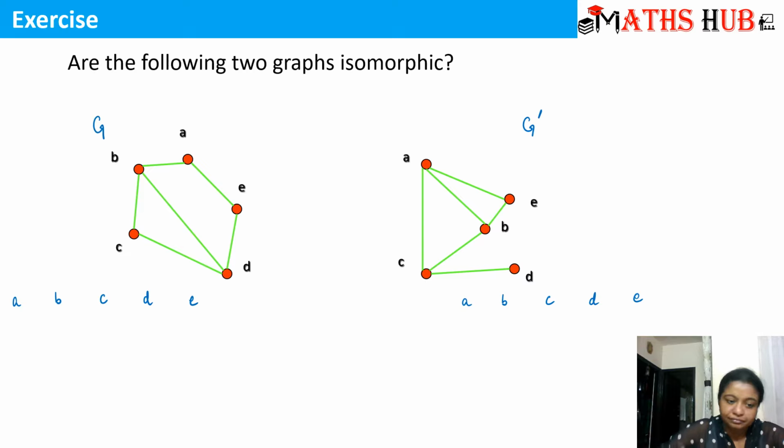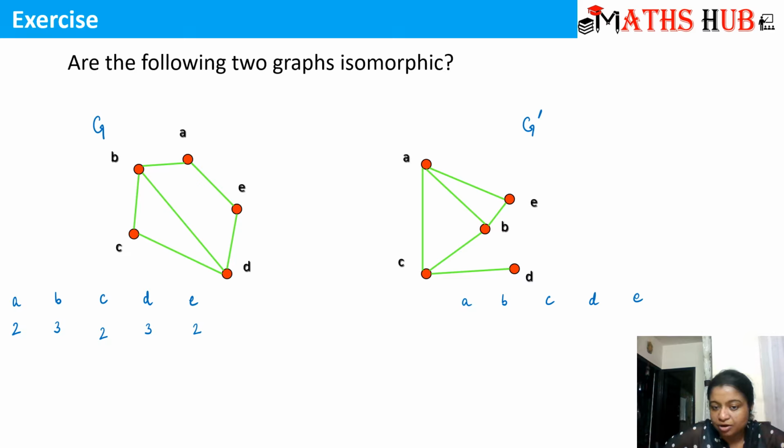Right? Now, how many edges does G have? 1, 2, 3, 4, 5, 6. And how many edges does G dash have? 1, 2, 3, 4, 5, 6. So 6 edges in both. Now let's come to their degrees. Degree of vertex A is 2. Degree of vertex B is 3. Degree of vertex C is 2. Degree of vertex D is 3. Degree of vertex E is 2.